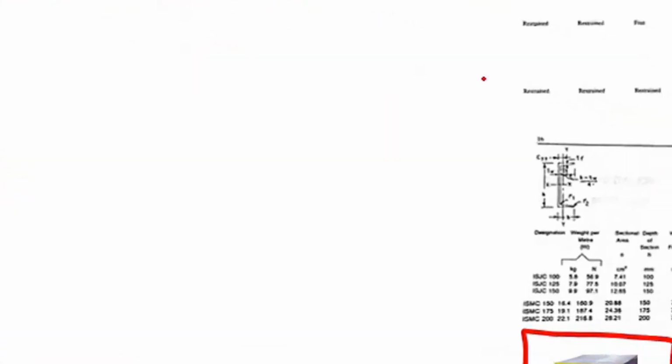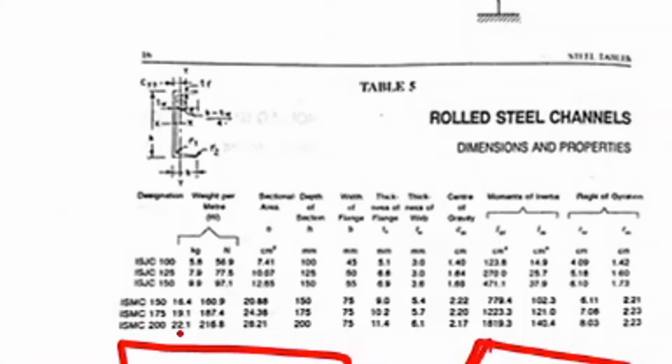So if you go back to steel tables, I am going to use ISMC 175 at 19.1 kg per meter weight, which has an area of 24.38, which is well above 22.22 centimeters square, whose depth of section is 175, width of flange is 75, thickness of flange is 10.2, thickness of web is 5.7, center of gravity along YY is 2.2 centimeter.